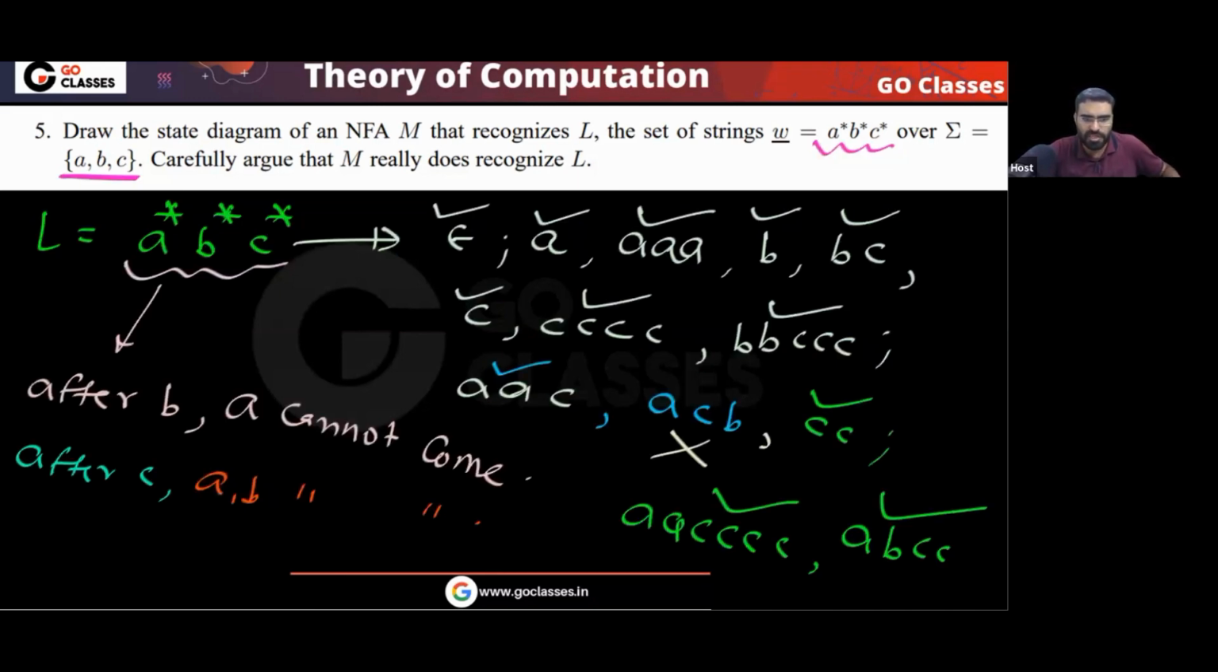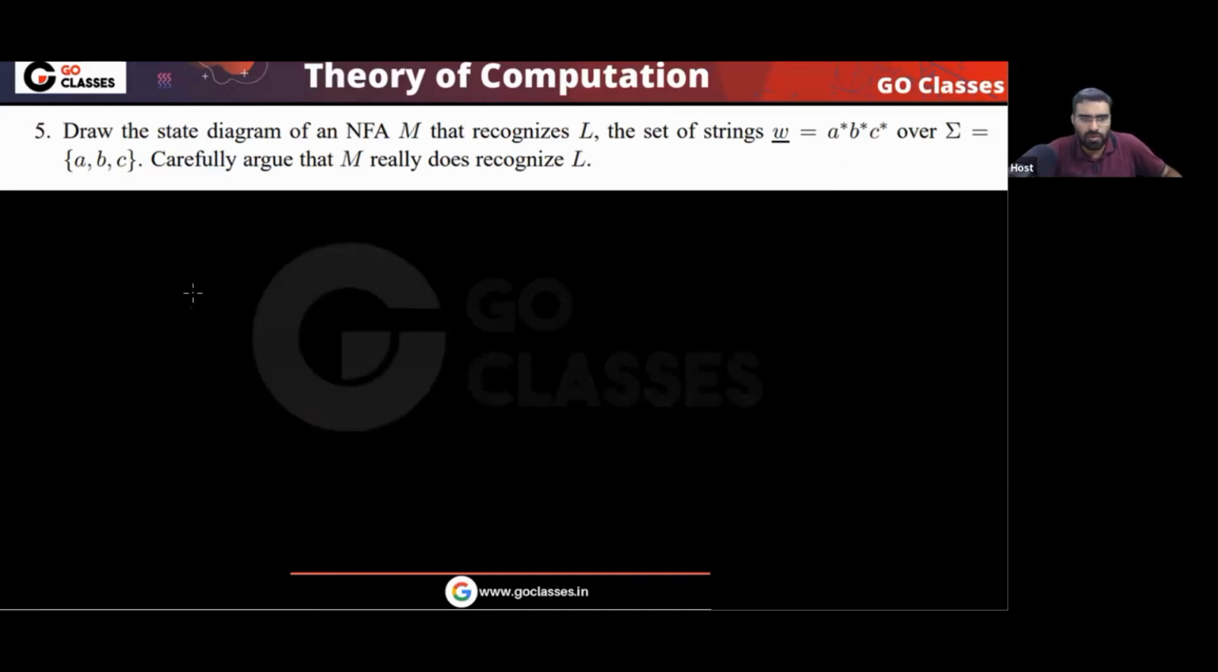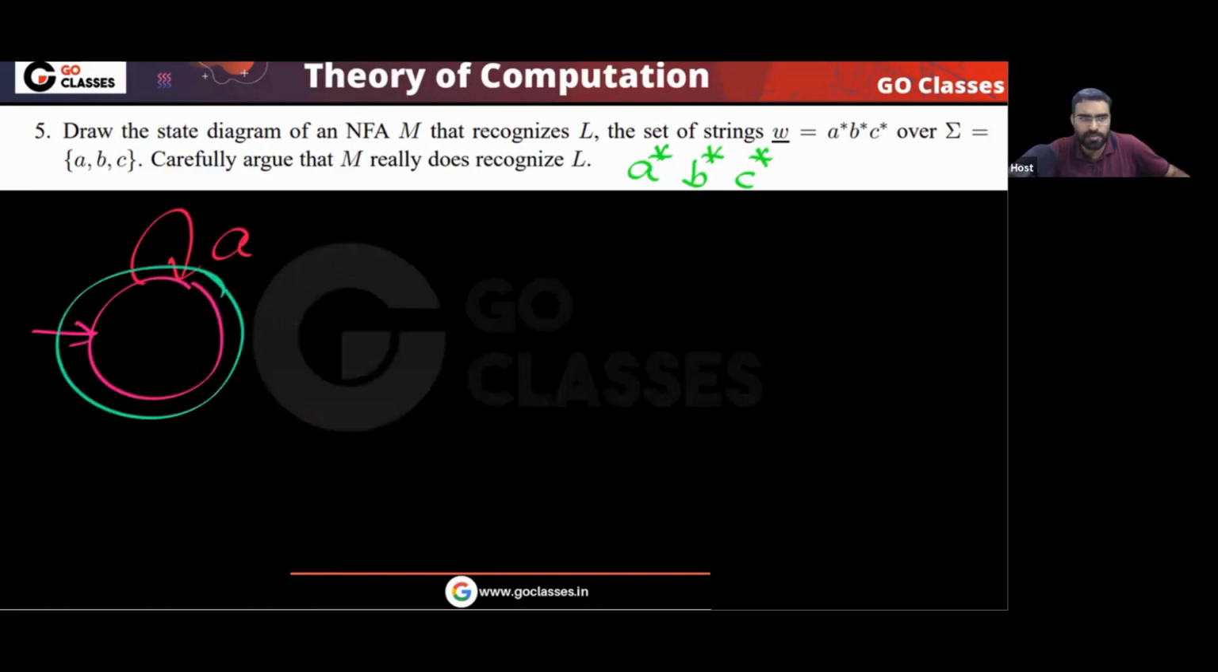Okay, so now let's create the NFA for this language. In the initial state, you can easily notice any number of A can come, followed by any number of B, followed by any number of C. So in the initial state, any number of A can come, there is no problem. Let's make it a final state, because any number of A can come.